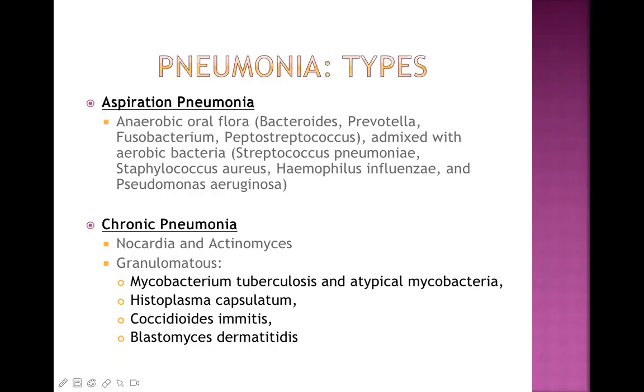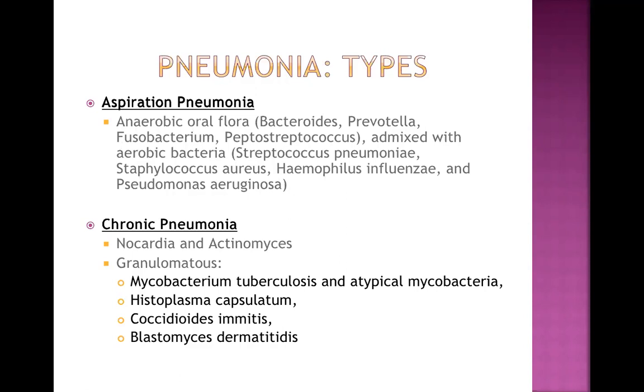Now some of the students were mentioning the use of metronidazole in the beginning. This infection definitely needs metronidazole to cover the anaerobes, and we need to combine metronidazole with either penicillin or cephalosporin to cover the other aerobes as well. Now another classification is chronic pneumonia.